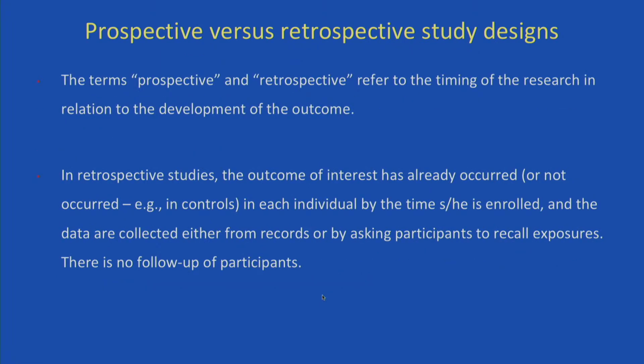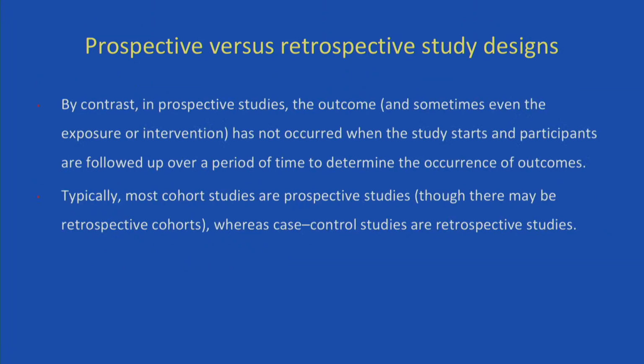Similarly, there are prospective or retrospective studies. In a retrospective study, the outcome of interest has already occurred or not occurred, that's in the control, and each individual is enrolled, and the data is collected either from the records or by asking the participant to recall exposure, and there is no follow up in this type of study. Compared to that, in prospective studies the outcome has not occurred yet when the study starts, and the participants are followed over a period to determine the occurrence of the outcome. Most cohort studies are prospective in nature, and case control studies are usually retrospective in nature.